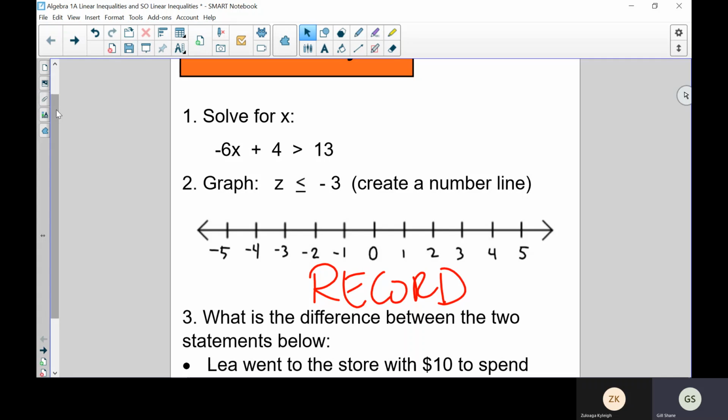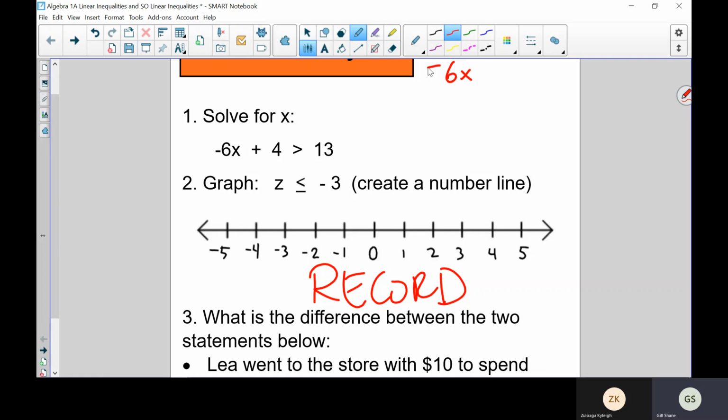All right. So the first problem, when we have an inequality, we solve it the same way we do a two-step equation. So it's just like if there was an equal sign here, except for one thing. Does anybody remember that one thing? You got to change something. Well, sometimes you have to change it, sometimes you don't. This time you do. When it's a negative, you flip the sign.